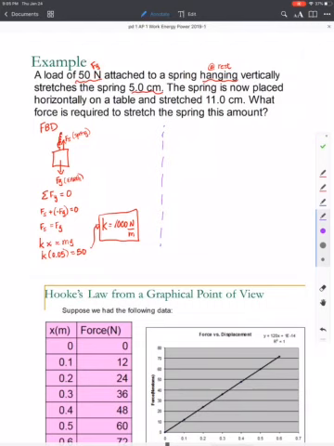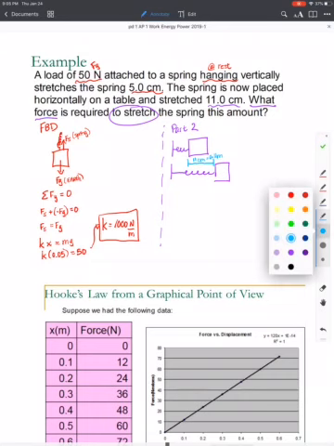Now that I know my spring constant, I can move on to part 2 of this question, which is to figure out what force is required to stretch the spring this amount. I'm stretching it 11 centimeters. So now I want to know how much force, if this spring's attached to a wall, how hard I have to pull so that my displacement here is 11 centimeters, which equals 0.11 meters.